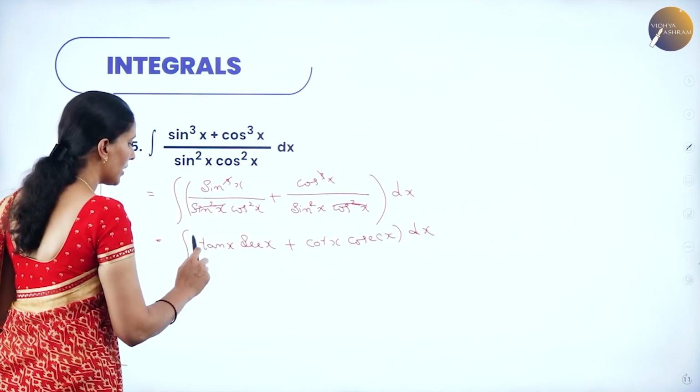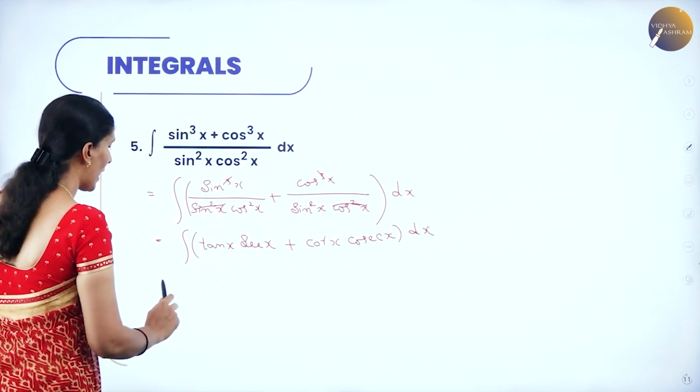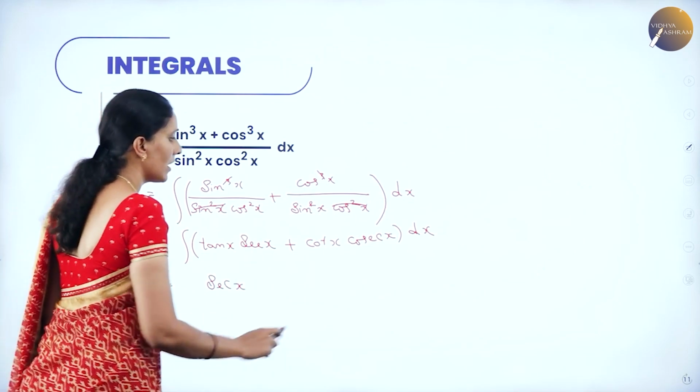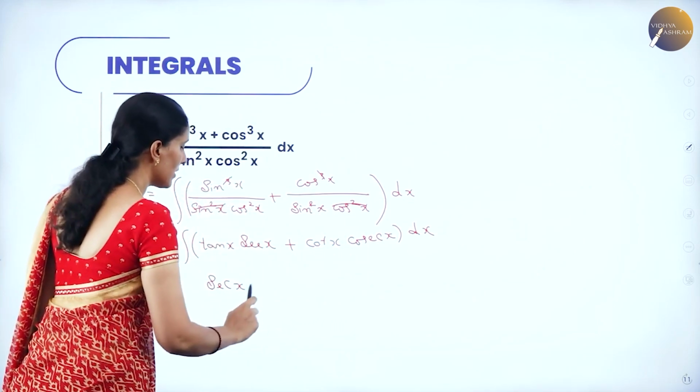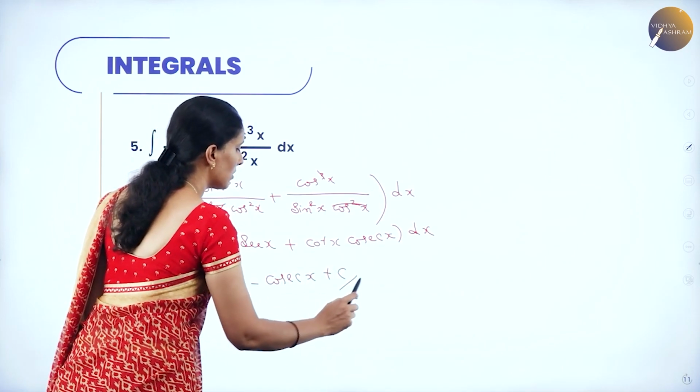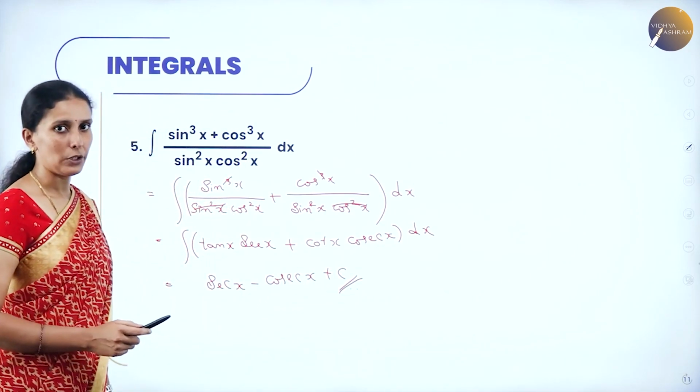Now we know that the integral of secant x tan x is secant x. So therefore this becomes secant x. The integral of cosecant x cot x is minus cosecant x plus c. So this is the integral value.